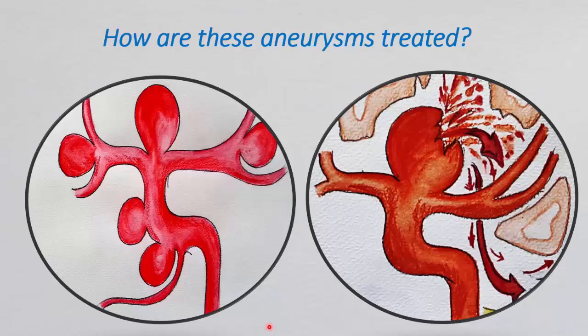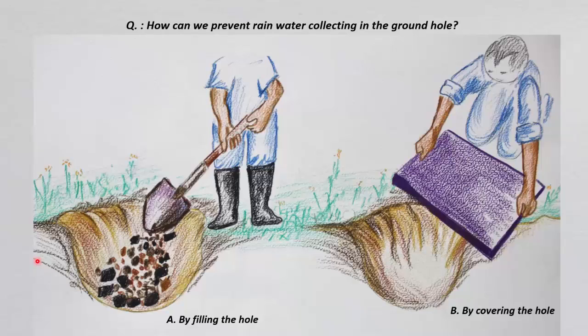Brain aneurysms are treated by 2 techniques, surgical and non-surgical, rather minimally invasive technique. Before we understand these treatment options, let us see this diagram and answer this question: how can we prevent rainwater collecting in the ground hole? So this is the large hole in the ground and we want to prevent the rainwater collecting in this ground hole. One method is by filling the hole by the concrete, and another method is by covering the hole by the concrete slab.